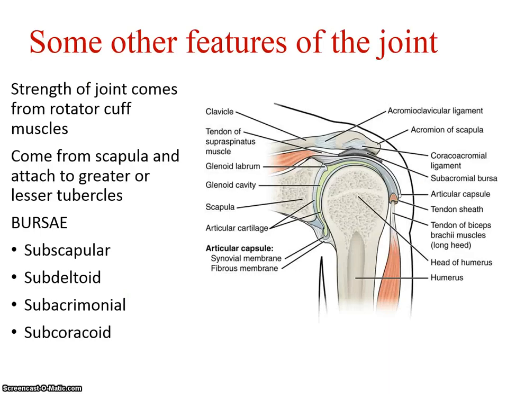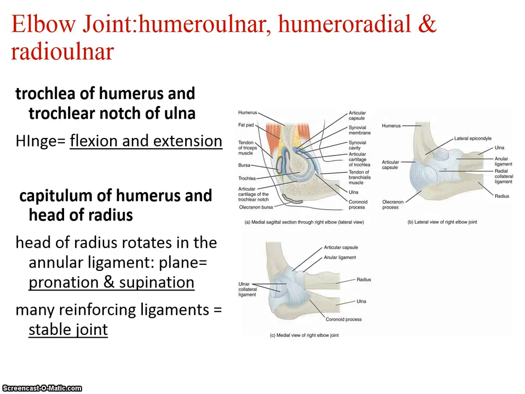All right. Other features: the strength of this comes from the rotator cuff muscles. So you've got a series of muscles around here that hold this in place and connect these two bones. They come from the scapula and attach to the greater or lesser tubercles and hold these two bones together. There are a number of bursae: subscapular, subdeltoid, subacromial, and, sorry, I misspelled that, there's not that N and O in there, forgive me, and subcoracoid. So a number of bursae, these are bags of synovial fluid, and they reduce friction.